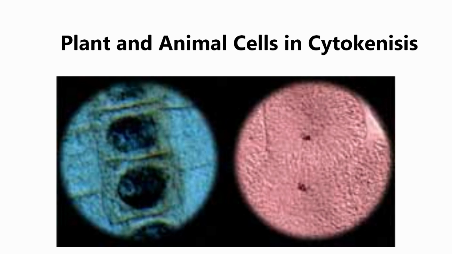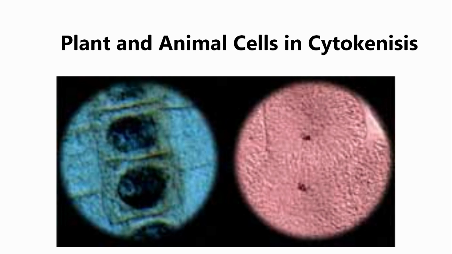And so what's happening here is on the left, that's my plant cell. We get that cell plate. You see that dark line in the middle in between the two nuclei? That cell plate is dividing this cell completely into two new cells. So plant cells get a cell plate.